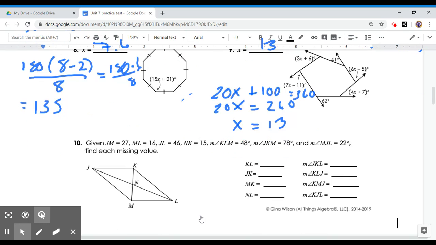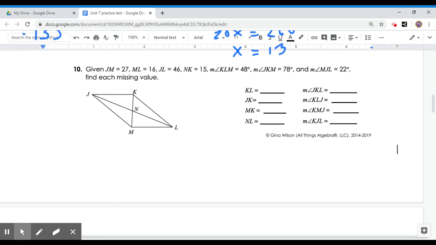All right, so now this is a parallelogram. So given JM equals 27, so let's see if we can fill that in as we go. So JM equals 27, ML equals 16, JL equals 46. I don't want to write that yet because that's going to get a little crowded. So this whole thing equals 46, NK equals 15, and then we've got some angles. So let's worry about the sides first. So if JM is 27, then that means KL is also 27. And if ML is 16, then JK is also 16.